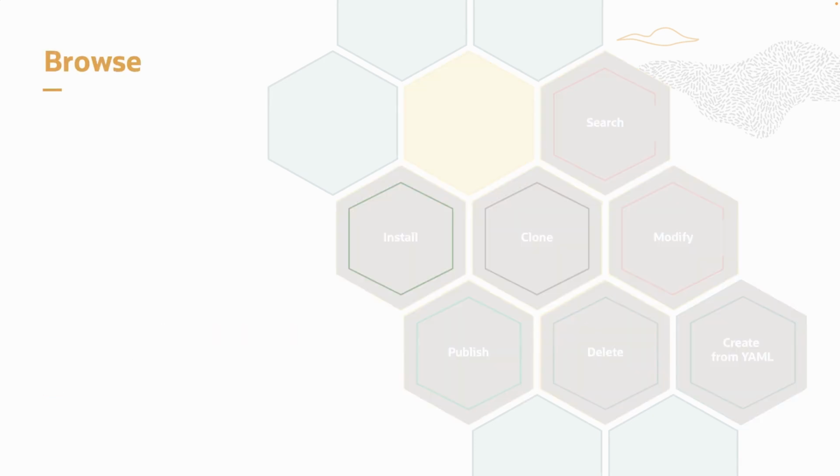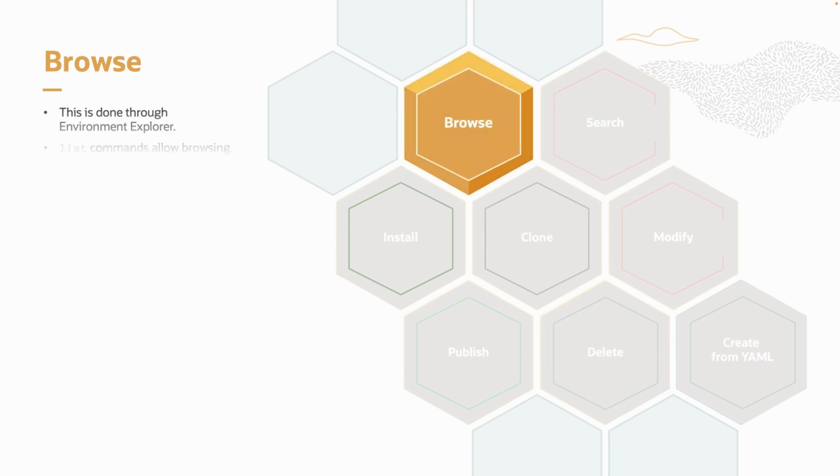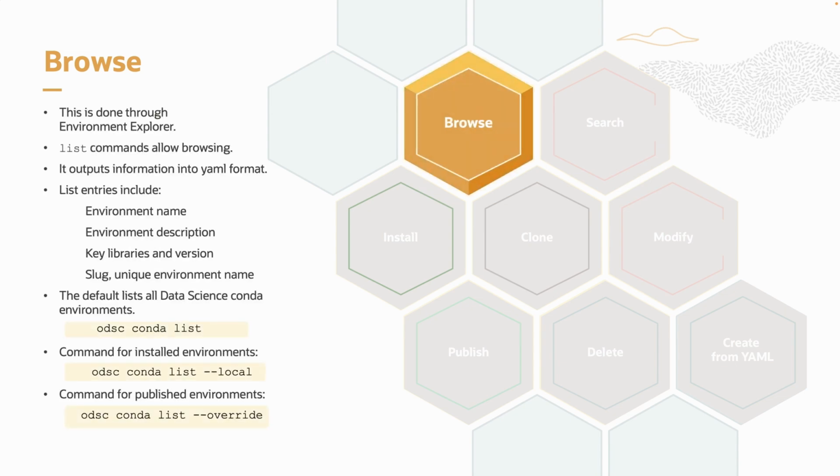Let's talk about browsing Conda environments. You can do this through the Environment Explorer, or you can do it through the command line. The command line uses a list command for browsing, and it gives you all kinds of information about the Conda environment, such as the name, its description, what are the key libraries, and what the slug is, where the slug is the unique environment name.